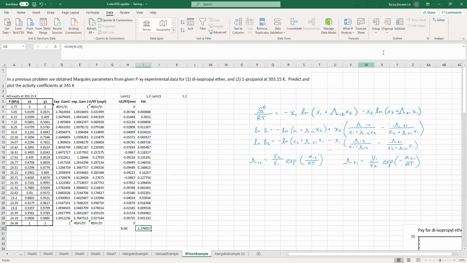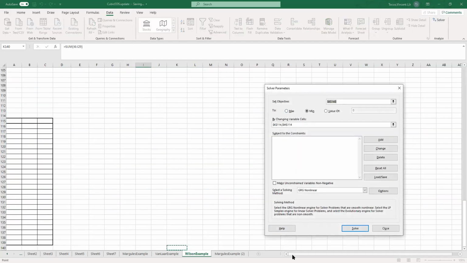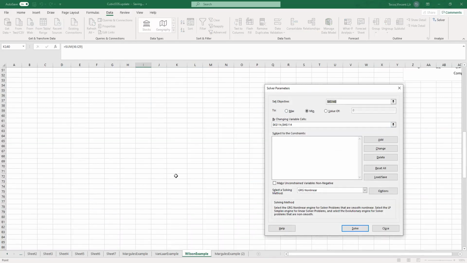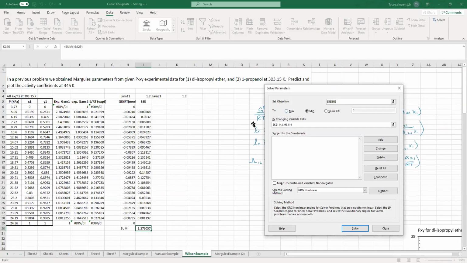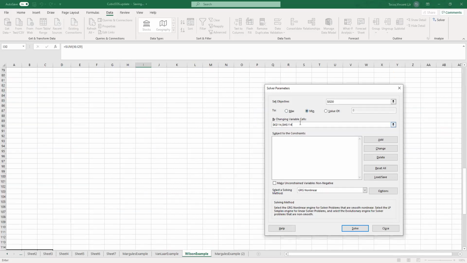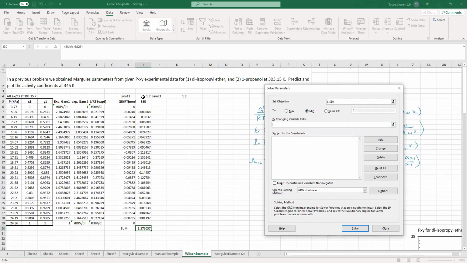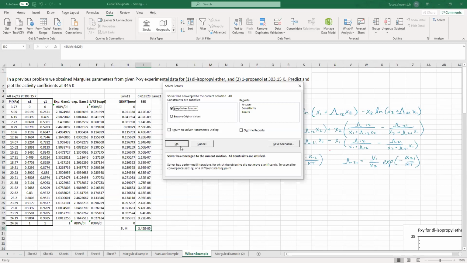Okay, now I'm going to use the solver to minimize this value. So solver, set objective. What happened here? Why am I all the way down here? Okay, set objective, I want cell I30 to a minimum value by changing variable cells, just lambda 1,2 and lambda 2,1. So I hold the control key to select multiple things that aren't next to each other. And subject to constraints, I don't have any constraints for this particular solver. Make unconstrained variables non-negative, I do want to do that. Click solve.